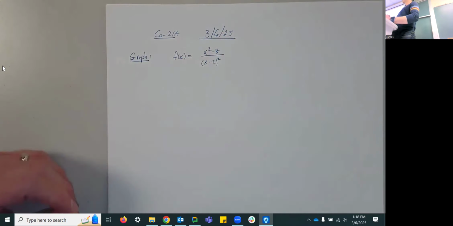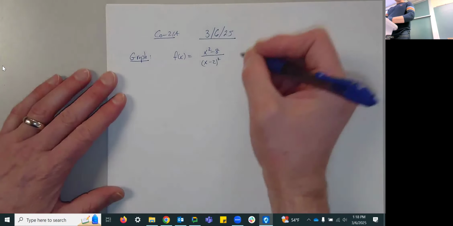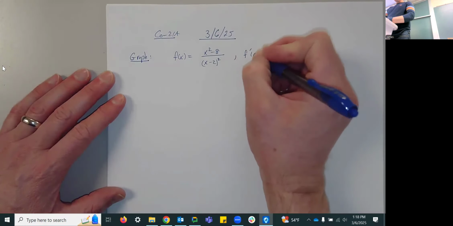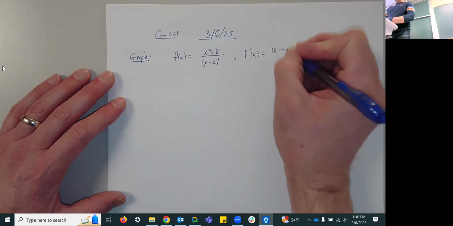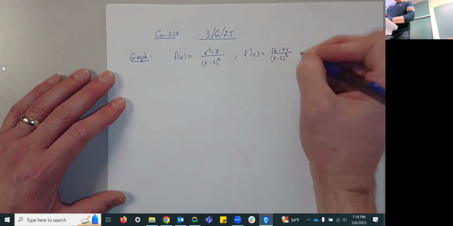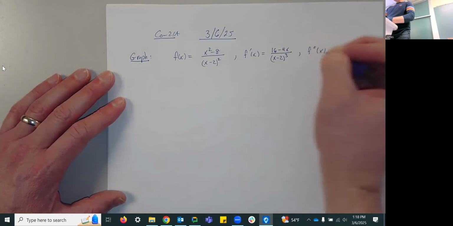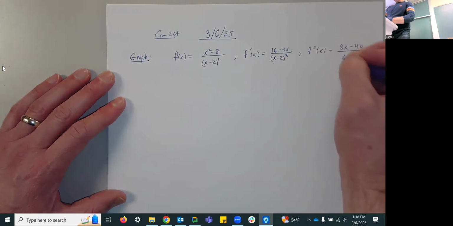And sometimes on an exam when they ask you to graph a thing, occasionally if we feel like the derivatives are just too heinous, we'll just give them to you. So we're going to give ourselves the derivatives instead of finding them. The first derivative simplified is 16 minus 4x divided by x minus 2 cubed. And the second derivative is 8x minus 40 divided by x minus 2 to the fourth.